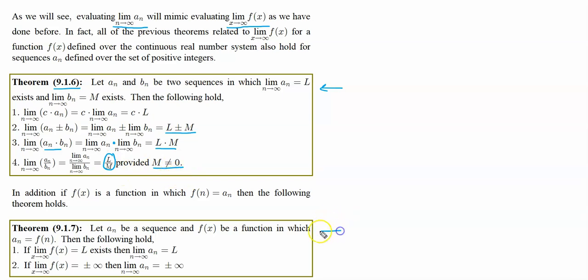Now we also have this theorem down here. If you have a sequence a_n and a function f of x, in which the a sub n terms are equal to f evaluated at n, then of course if the limit as x approaches infinity of f of x equals L, then the limit as n goes to infinity of a sub n will be L as well. And if the limit as x approaches infinity of f of x is plus or minus infinity, so will be the limit of the a_n terms.